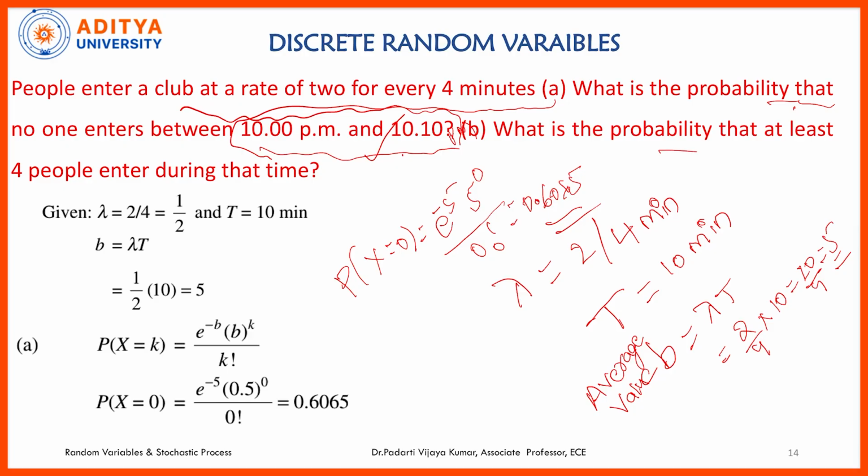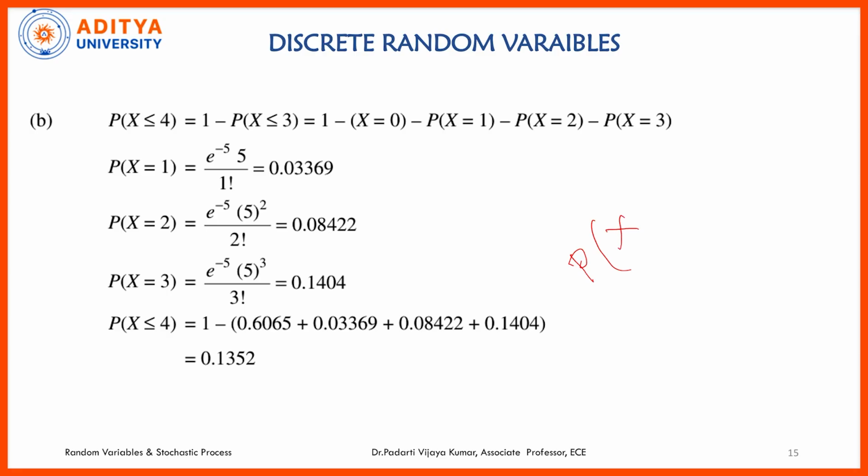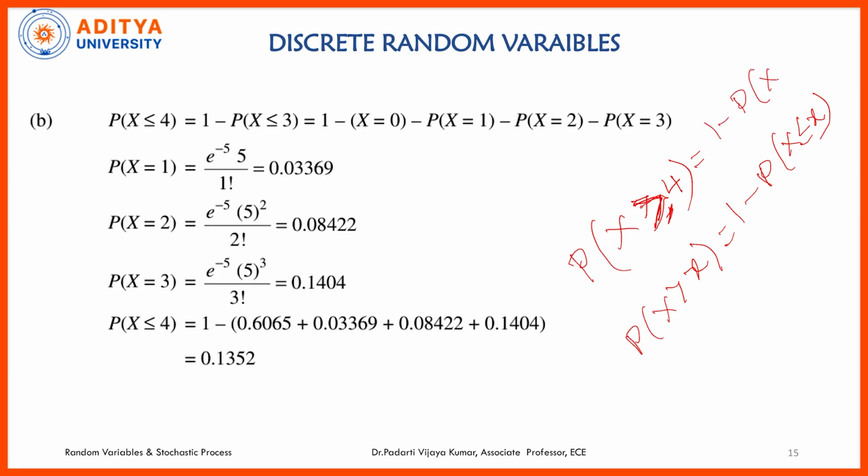The next question is, what is the probability that at least 4 people enter during that time? At least 4 people means the probability of x greater than or equal to 4. This can be calculated using the concept that the probability of x greater than or equal to 4 is 1 minus the probability of x less than 4. That means 1 minus the probability of x equal to 0, probability of x equal to 1, probability of x equal to 2, probability of x equal to 3.